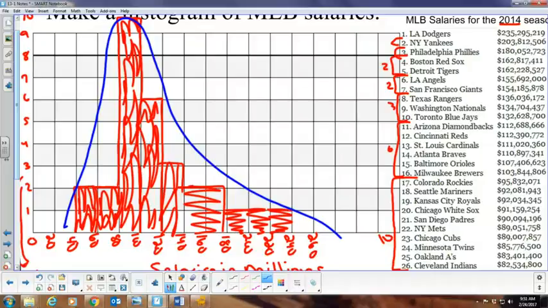The center appears to be around 80 to 100 million, but I should double check that maybe and count. And then the spread is 40 million to 240 million. So you could SOCS it verbally there. You didn't have to write anything down. So hopefully that makes sense to you.